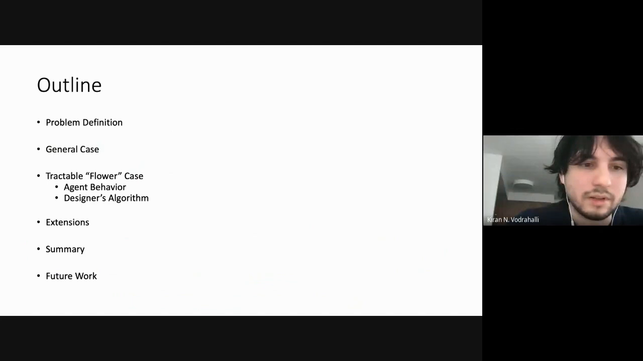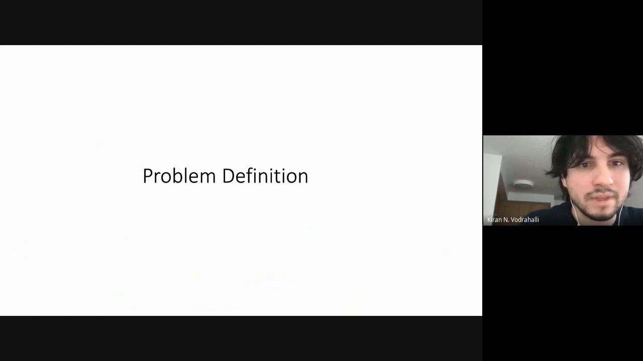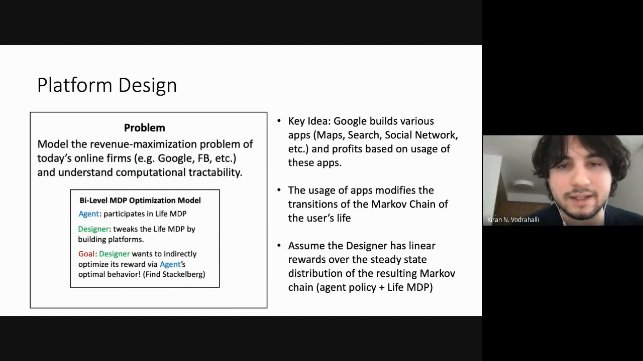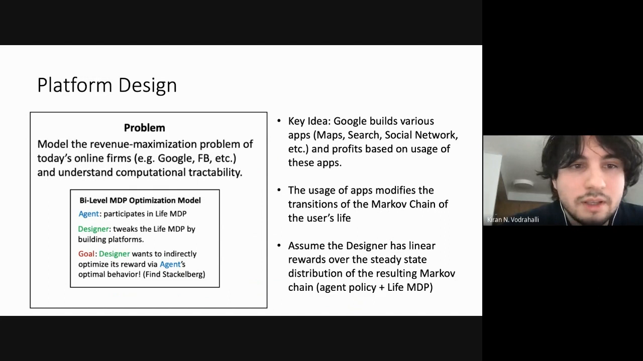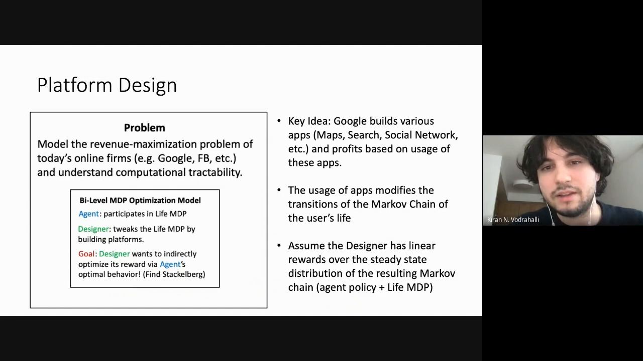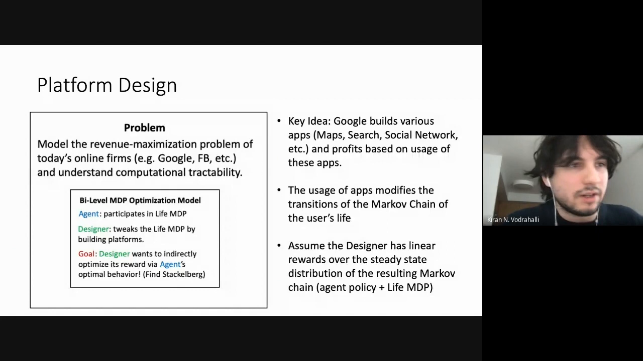Okay, so first let's get a concrete simple definition of a problem that we want to solve. We call this problem platform design. The key idea is that Google builds various apps, like Maps, Search, a social network, and so on, and then profits based on usage of these apps. Now, for the usage of these apps, we're going to model a user as living in a Markov chain that we're going to call life, okay? The user moves around this Markov chain between various activities, and they're also getting some reward. They don't necessarily get to choose any actions, they're just moving around.